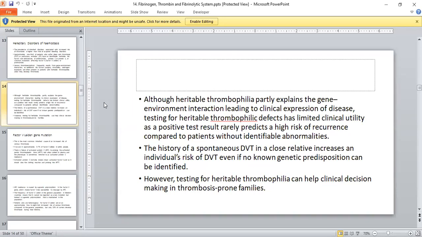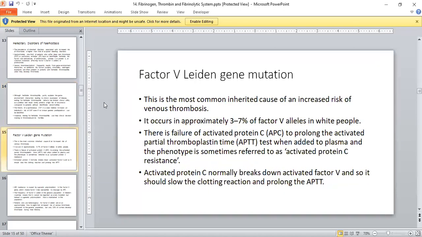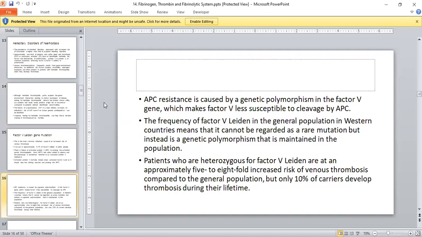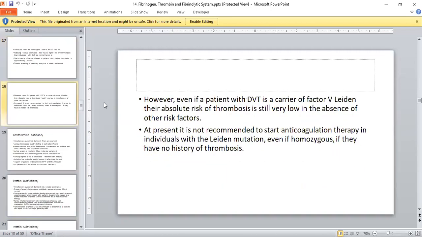DVT is genetically linked: if you have close relatives who have developed DVT in the past, you're also at risk of developing DVT. This is just a lot of wording. I don't think this is very important. Let me just go back to this summary, it gives a nice summary.